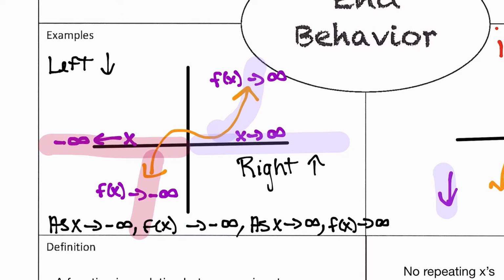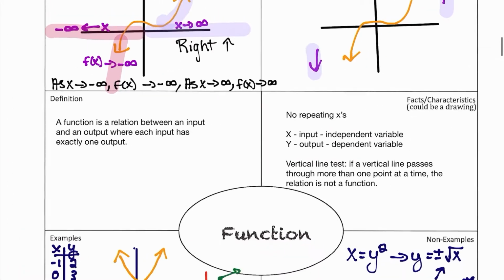So when you see end behavior, left end behavior is talking about as x approaches negative infinity, right end behavior is as x approaches positive infinity. That's what those two pieces are discussing. And we'll do an example in a little bit that'll help you out.